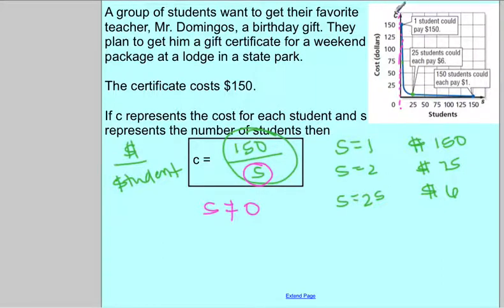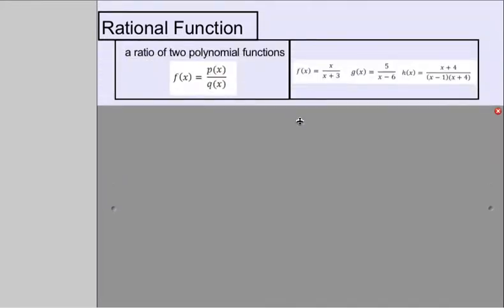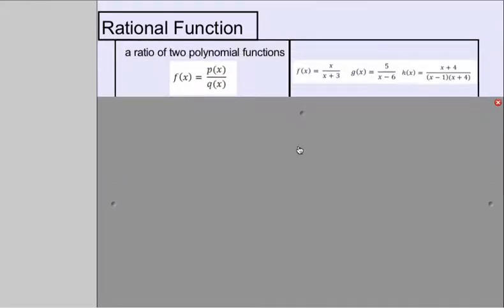It'll get really close to 0, but it won't actually touch. Same thing with my y-axis. There's an asymptote here. This will get really, really close to that y-axis, but it will never actually touch. So let's look at what a rational function is. We've talked about this already, but it's a ratio of two polynomial functions. I have listed here some examples of rational functions.